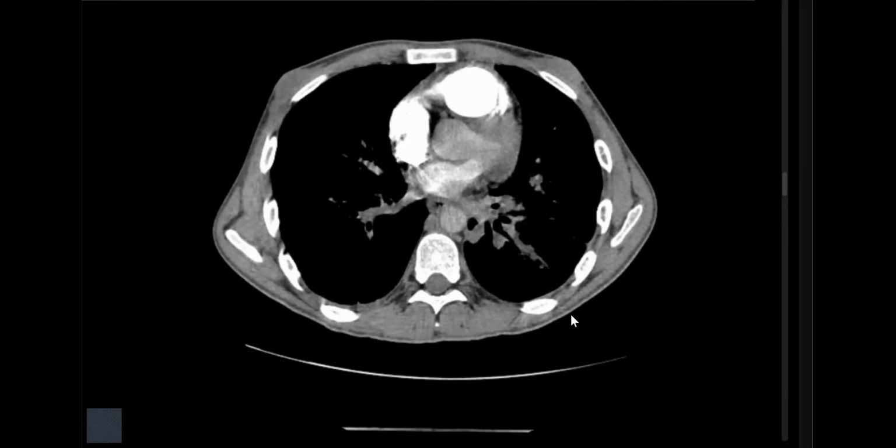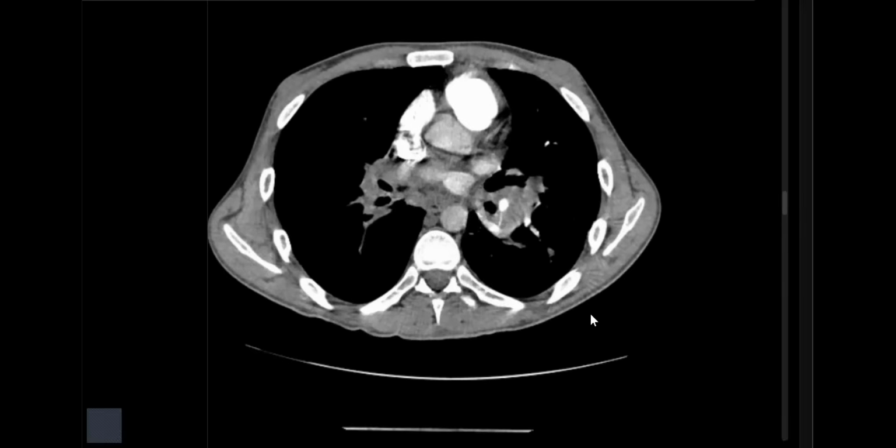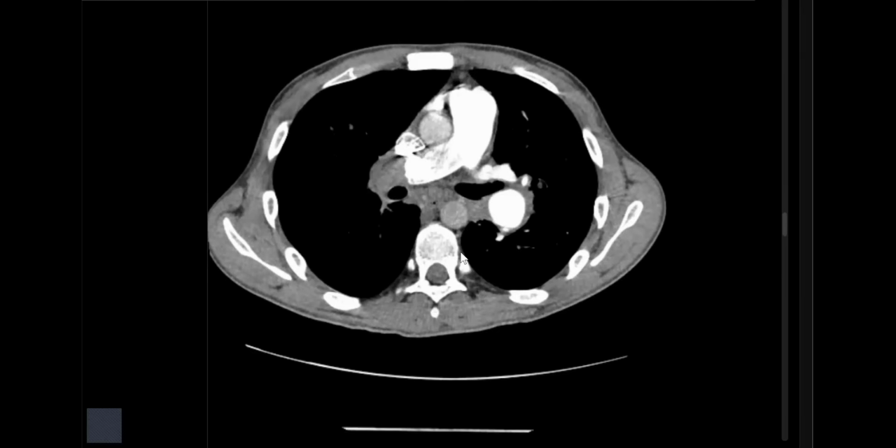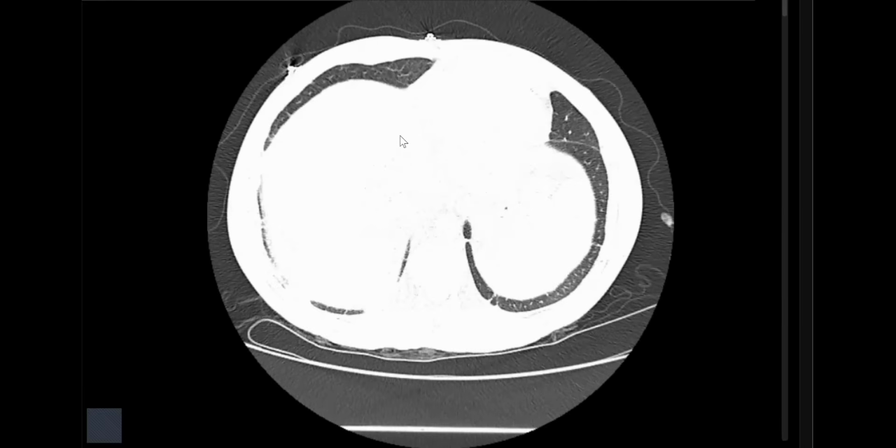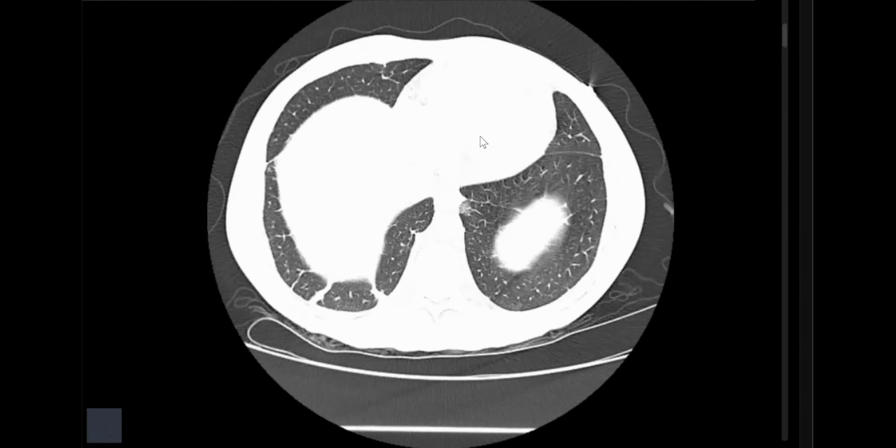You finished the slices till the last cut, correct? Yes. Okay. You can scroll.